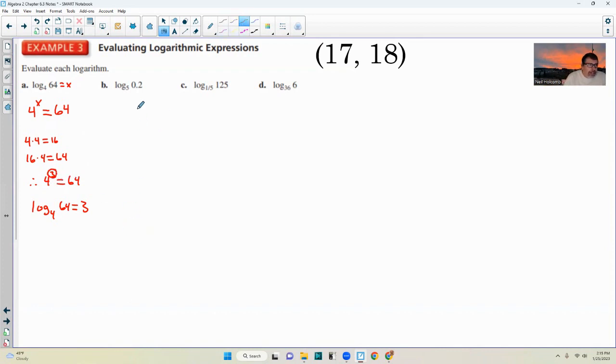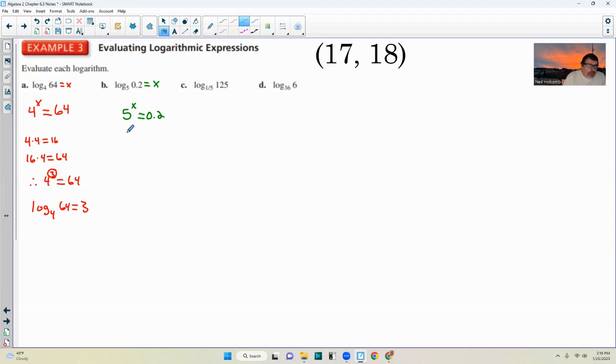Okay, so let's try that again. Log base 5 of 0.2 equals some variable x. And so I take the base 5 to the power of x equals 0.2. Okay, well, in order to get a decimal, 5 to the 1 is 5. 5 squared is 25. 5 to the third is 125, it just keeps getting bigger and bigger. So I'm thinking if I have to get a decimal, it's getting smaller. x has to be negative.